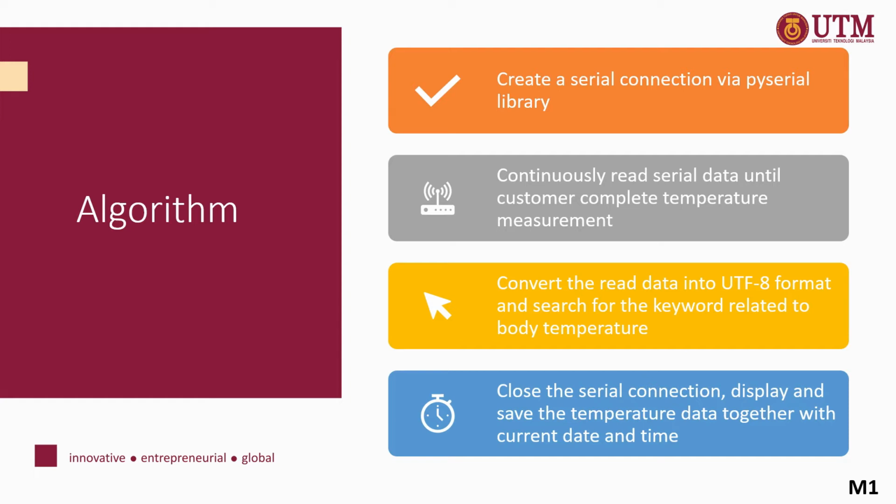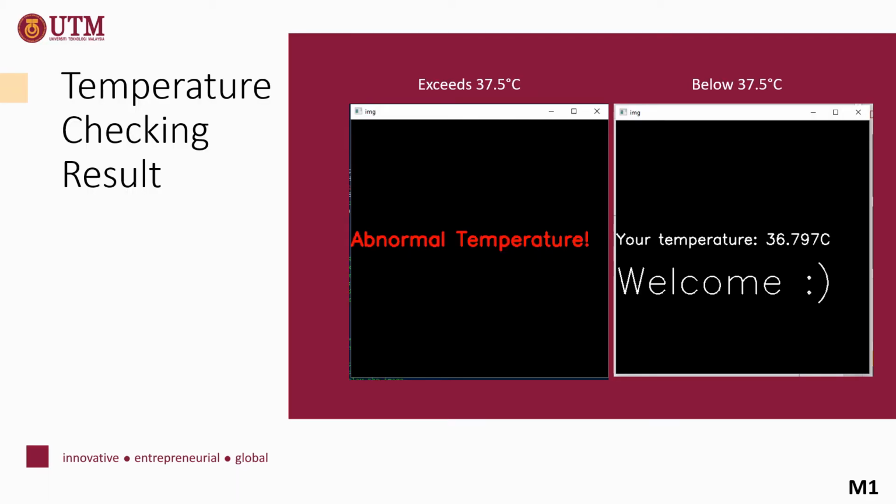First, a serial communication is created via the PySerial library in Python. Next, the program will continuously read the serial data until the customer completes the temperature measurement. The temperature checking result is as shown. When the temperature exceeds a specific value, for example 37.5, a warning message will be displayed in red color. If the temperature is normal, the temperature will be displayed, and a welcome message is also displayed.